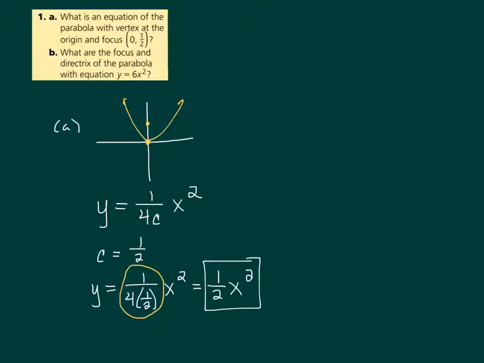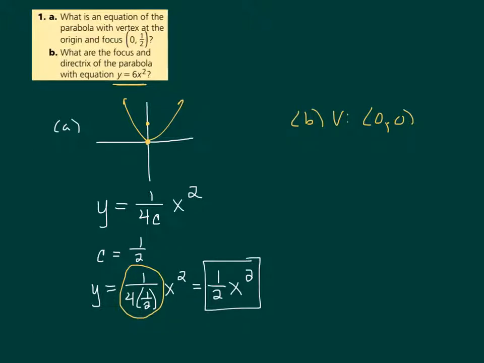So that's our equation. Y equals 1/2 x squared. Now we have to move on to part B. What are the focus and directrix of the parabola with equation y equals 6x squared? We know that's a vertical parabola, just from the way the equation is set up. We know that the vertex is the origin, because there's nothing added to the x, there's nothing added at the end. So we know the vertex is 0, 0, but they're just asking for the focus and the directrix.